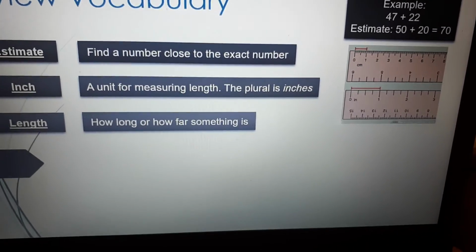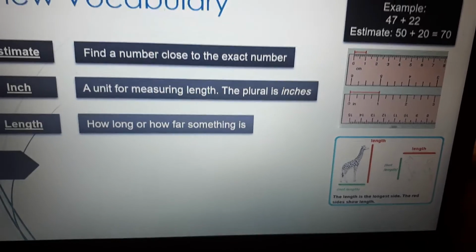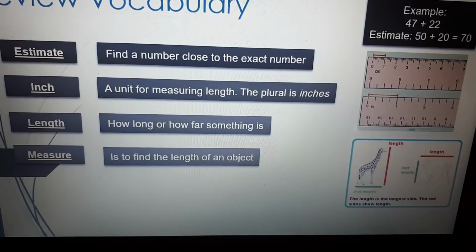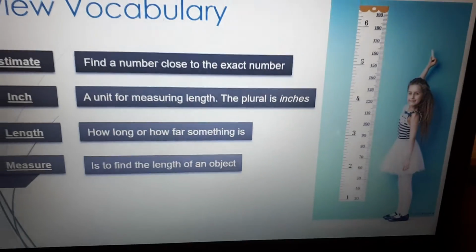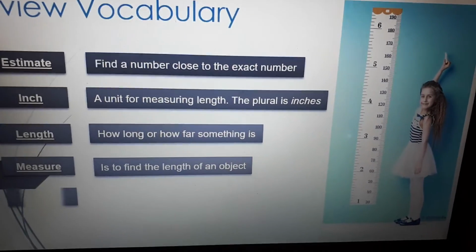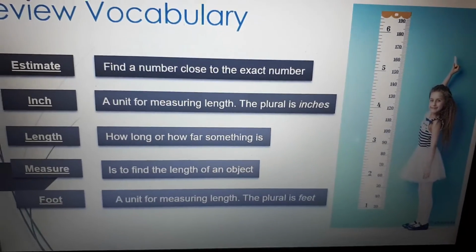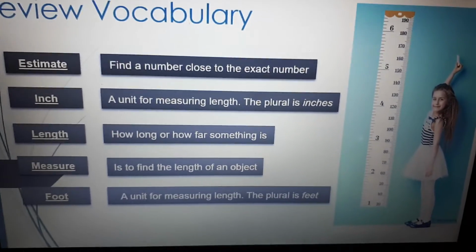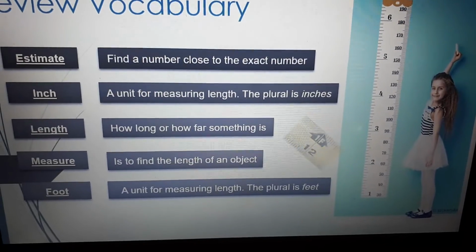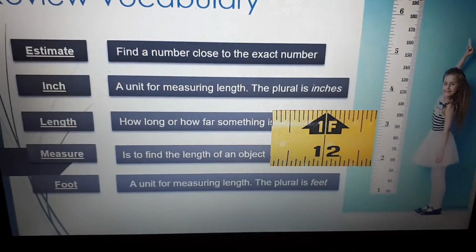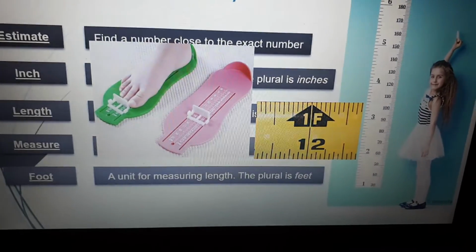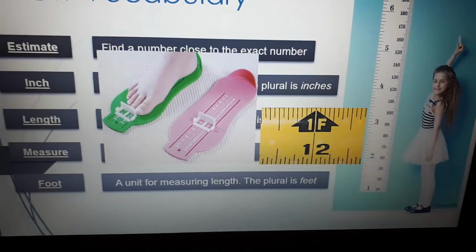Length, how long or how far something is. Here is the length of a giraffe and a dog. Measure is to find the length of an object. You see here, she's finding the length of herself. Foot is a unit for measuring length. The plural of foot is feet, and remember that each 12 inches equals 1 foot. You see, this is the tool that is used to measure foot.